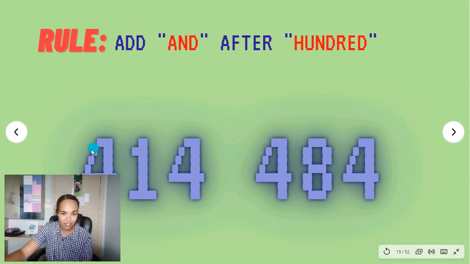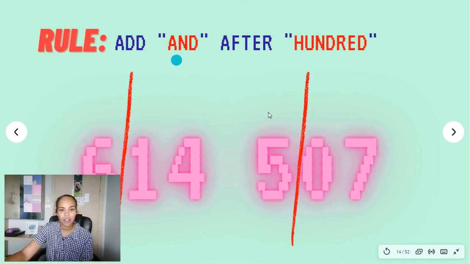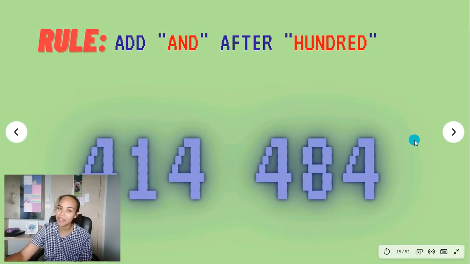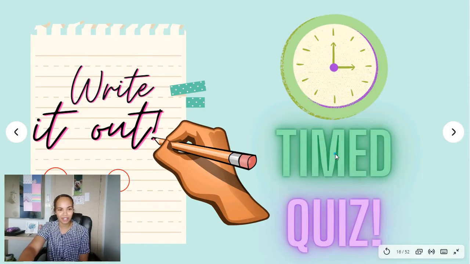400 and, there we go. Again, go back. 414,000. 484. Okay, so if you got that number, very, very, very well done.